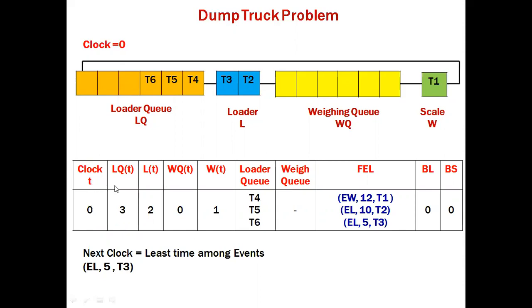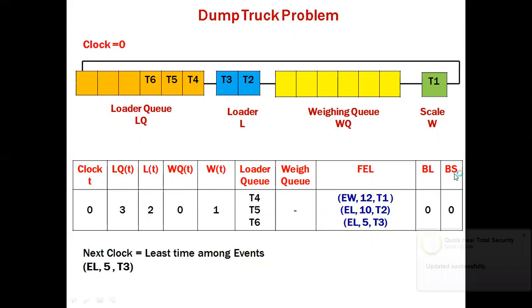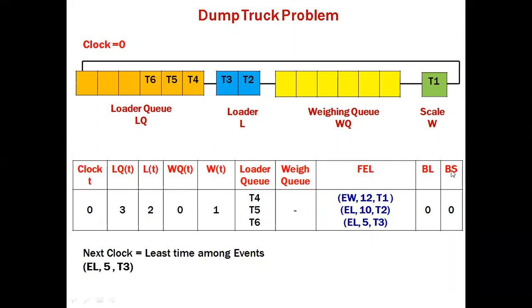Let us say clock, and then LQ, which is nothing but loader queue, then L of T, that is loader, WQ of T is nothing but the weighing queue, then W of T is scale. And what are the trucks we have at the loader queue, and what are the trucks we have at the weighing queue, and then the future event list, then busy time and the busy server. Okay, so which are the loader, at what time the loader is busy and what time the scale is busy. So this is loader, this is scale, at what time they are busy.